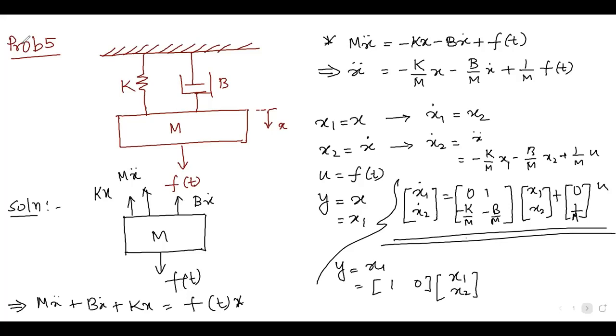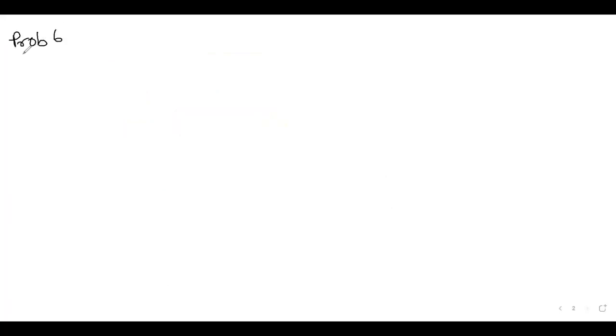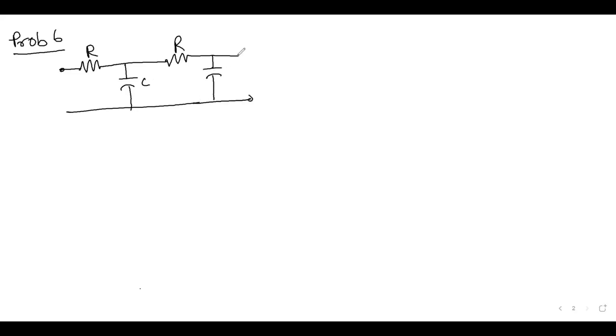The last problem I will discuss today is problem number 6. This is the last problem for today. R1 is rather we write R. RC. E1 is the input and E2 is the output. Find the state representation of the given electrical system. All right, let us solve.